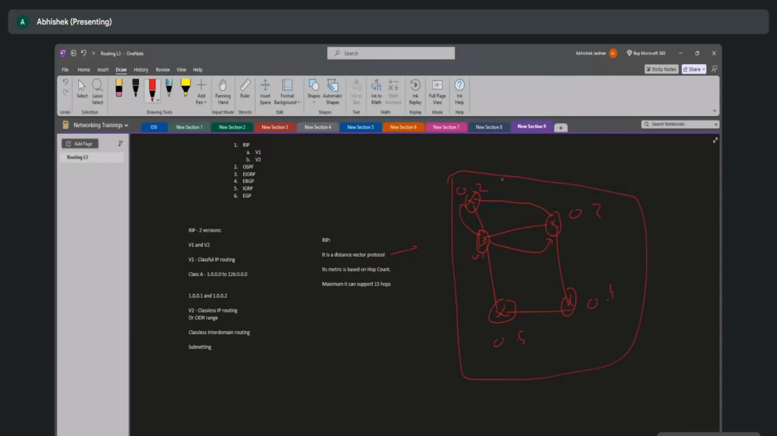Only the neighboring router is what the RIP protocol has. So the information this router will have is only for this and this. It will not have the routing information for other things, right? I think while explaining this, I missed this point. So for this router, even 0.5, 0.3 and 0.2 will be known because they are connected directly. Okay, is that clear?